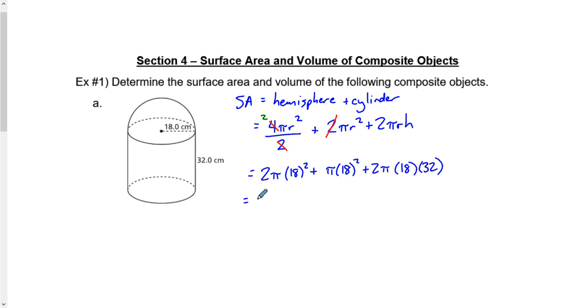Before we get to final answers, I certainly encourage using 4 decimal places. So 2035.7520. Pi times 18 squared would be 1017.8760. And 2 pi multiplied by 18 multiplied by 32 will be 3,619.1147.